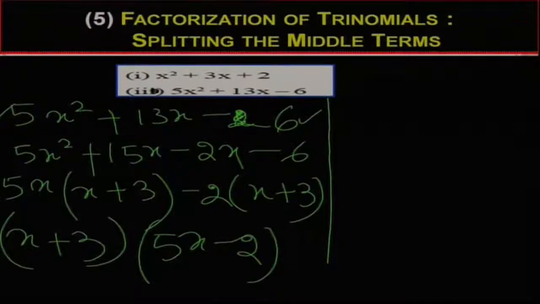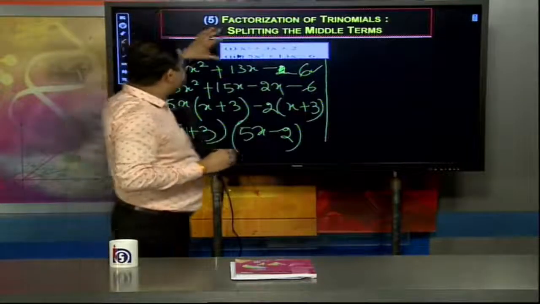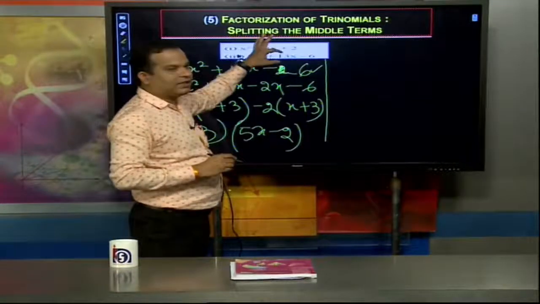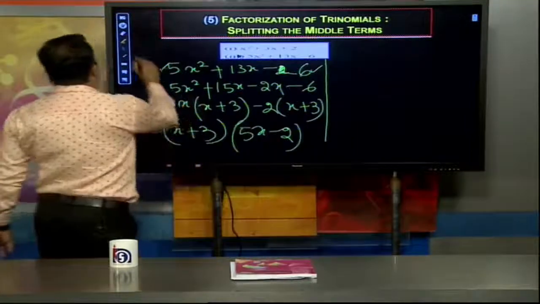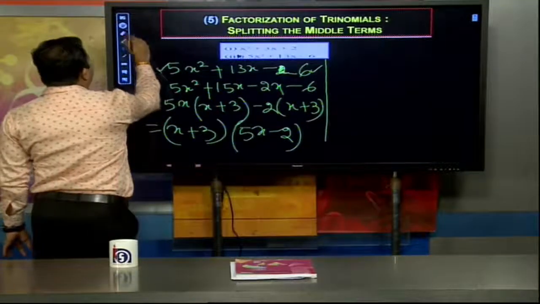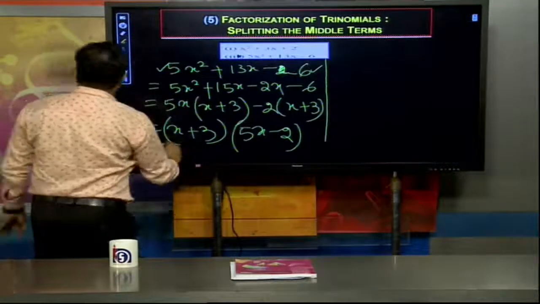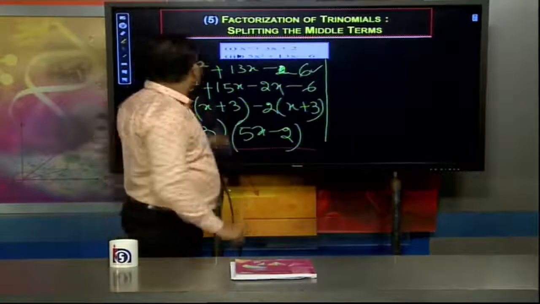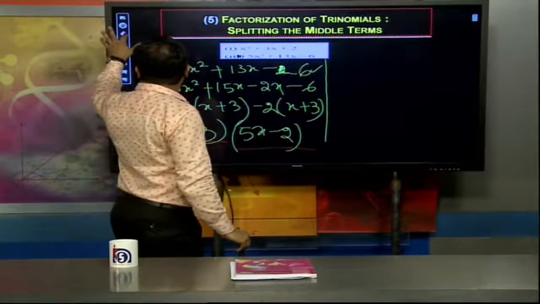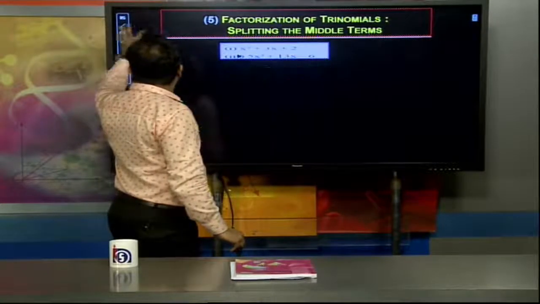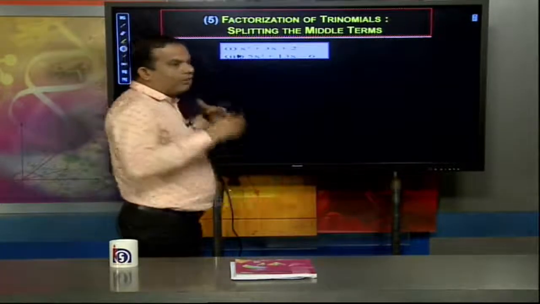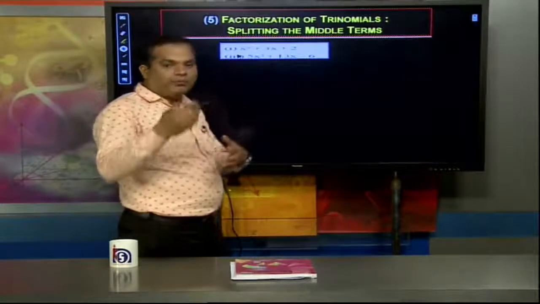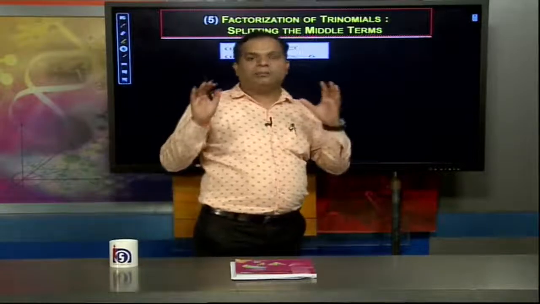Dear learners, what do you observe? When we use the splitting of the middle term of the polynomial 5x square plus 13x minus 6, you find two factors. One factor is x plus 3, another is 5x minus 2. Dear learners, these are the very prominent techniques, 5 different techniques. By using these techniques, we are able to find the factors of the polynomial.